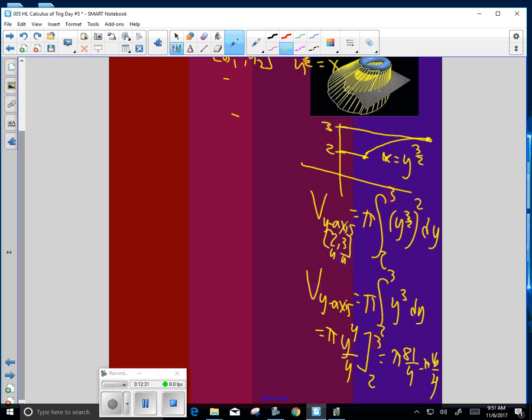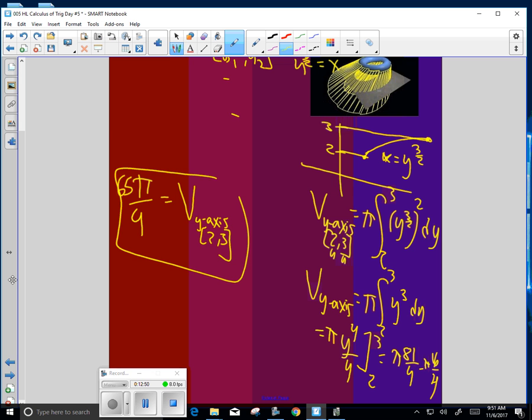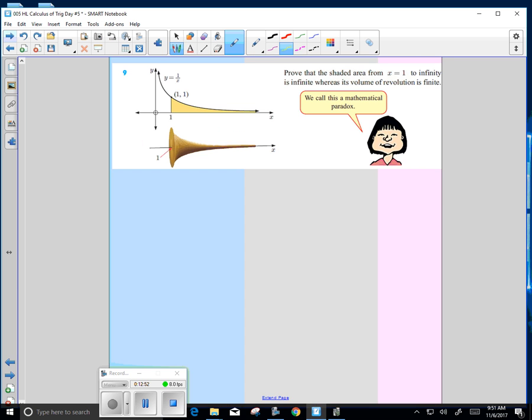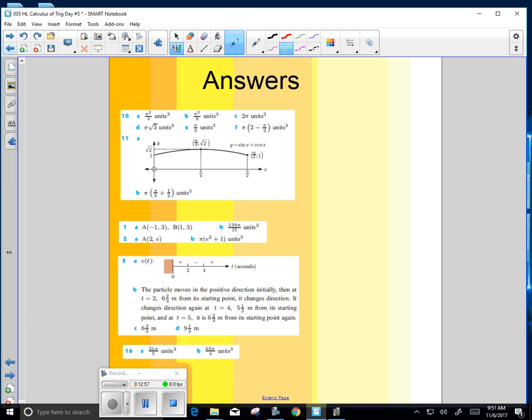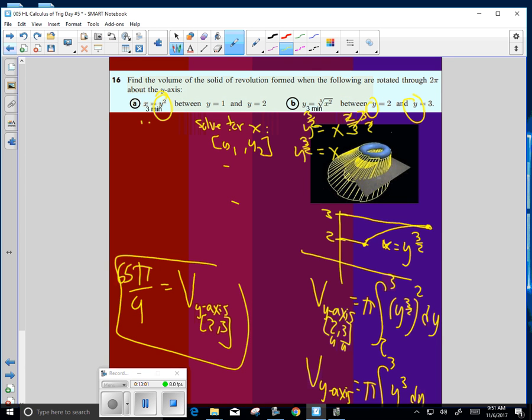And I think that simplifies to pi, is that 65? Pi over 4 is your volume about the y-axis going from 2 to 3. 65 pi over 4. 65 pi over 4. Darn it, that's perfect. Wow.